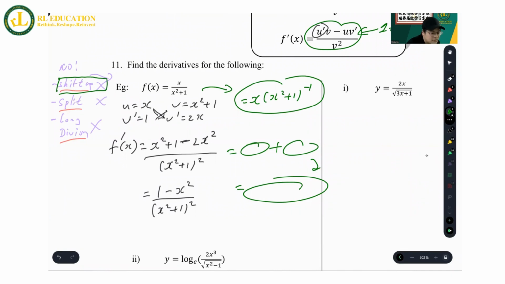Only constant at the top. This is not constant at the top. So don't shift up, and use quotient rule. And with the quotient rule, keep it as one term.